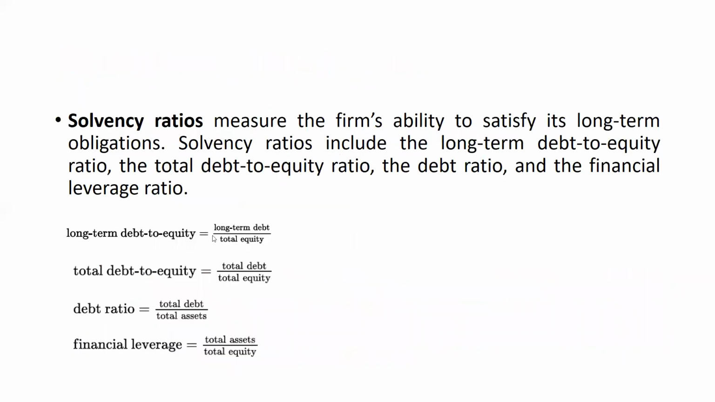And when it comes to solvency ratios, they measure the ability to satisfy long-term obligations. Solvency ratios include long-term debt to equity, total debt to equity, the debt ratio, and financial leverage. These ratios all show the leverage, how much of the assets is being financed by debt. They show the underlying indebtedness of the company. Is it too much debt or less debt?